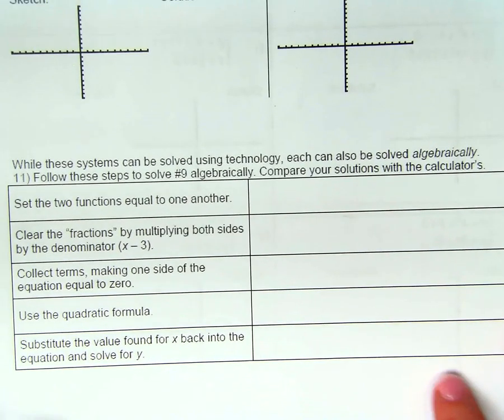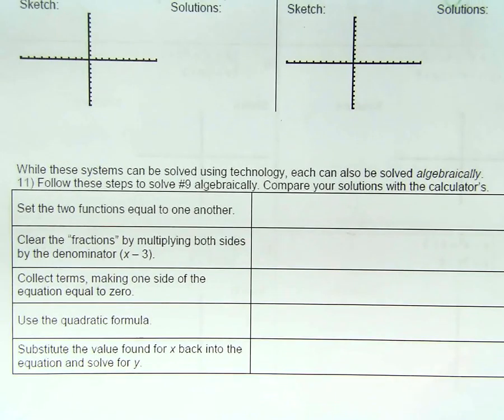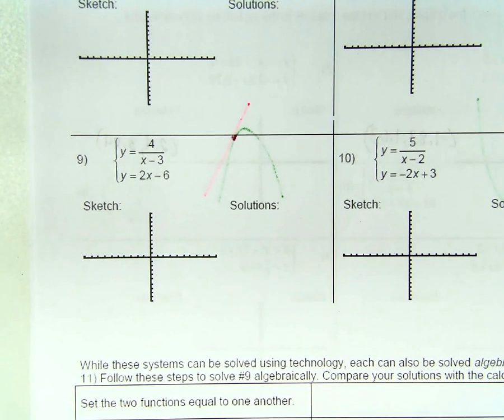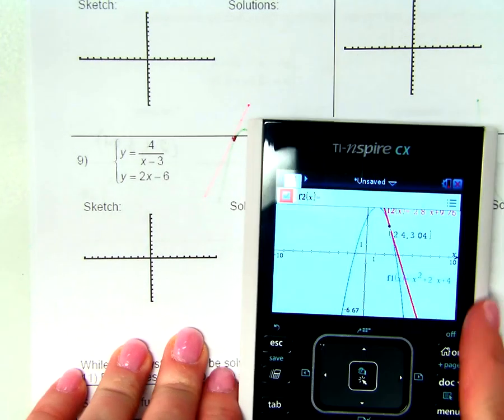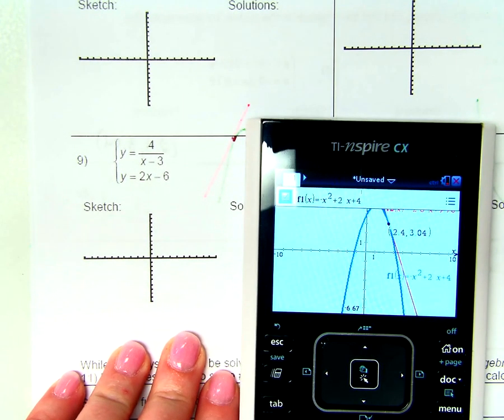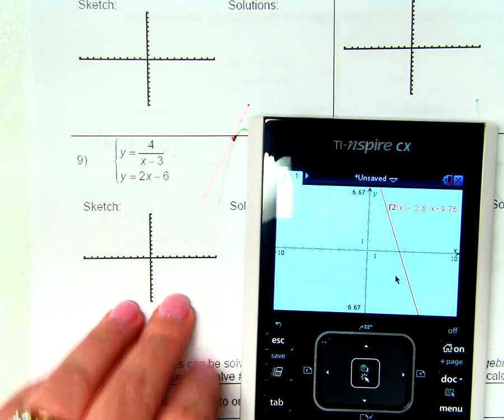While these systems can be solved using technology, they can also each be solved algebraically. So let's follow these steps to solve number 9 algebraically. Compare your solutions with the calculators. Well, we haven't done number 9. So I'm going to do number 9 real quick. I'm not going to write anything down because I'm leaving that for you to do in a little while. But I'm going to get an answer so we have an idea of what we're doing is correct or not.